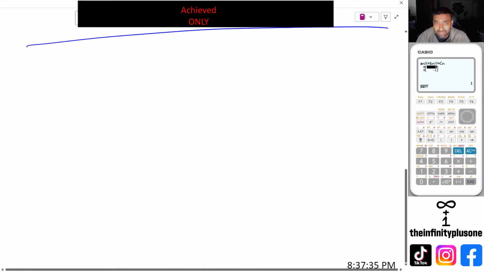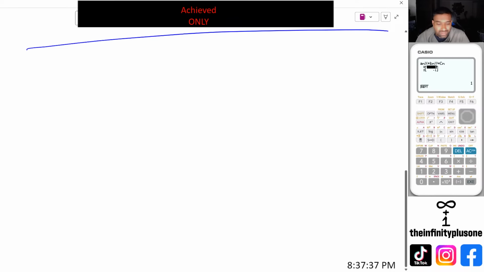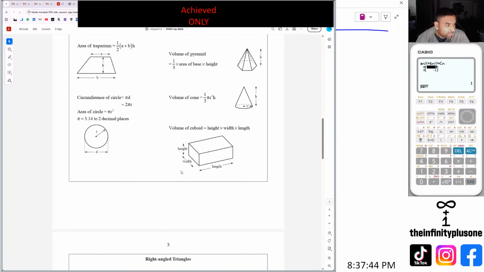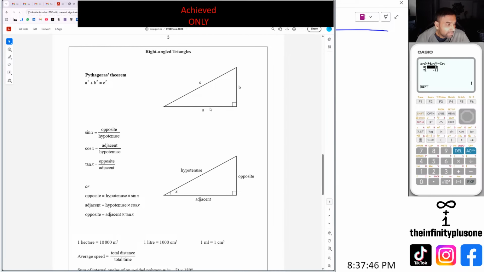Very basic. Do you need to remember SOHCAHTOA? You actually don't need to remember SOHCAHTOA, because I cannot believe they actually give you the full formula and tell you what the hypotenuse, the opposite and the adjacent are. So if you see a basic trigonometry question, you should get an Achieved from there, because the formula gives you everything you need to know.